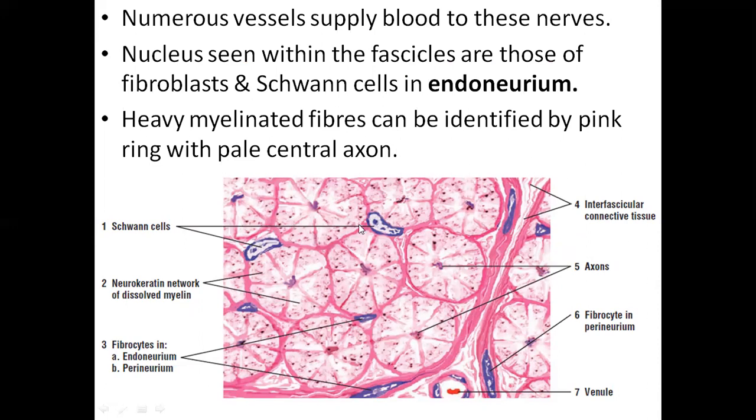Heavily myelinated nerve fibers can be identified by a pink ring like this with a pale central axon. This is the pale central axon, and this is the thick ring you are finding. That is the characteristic feature of heavily myelinated fibers. We are going to show you the optic nerve as an example when you come to the lab. They generally stain pink with a central pale axon.